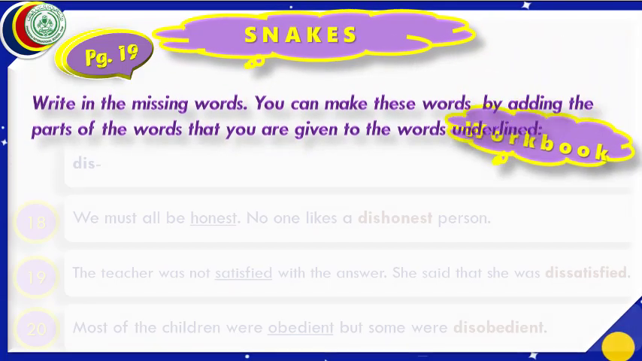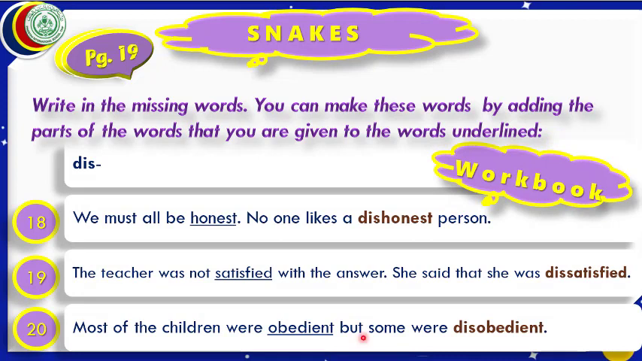Let us move to the next slide. We shall add this in the beginning of the underlined word. We must all be honest. It will become: no one likes a dishonest person. In the same way, the teacher was not satisfied with the answer. She said that she was dissatisfied. How did we make this "dissatisfied"? We made it by adding this "dis" in the beginning of "satisfied."